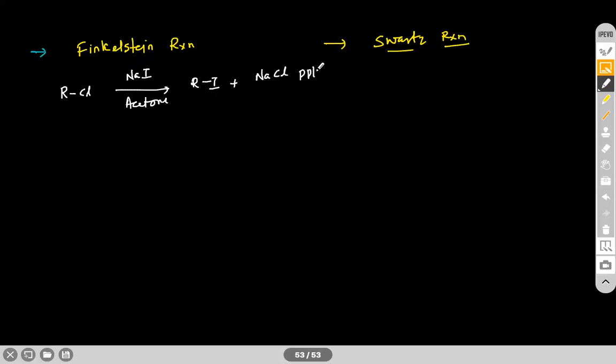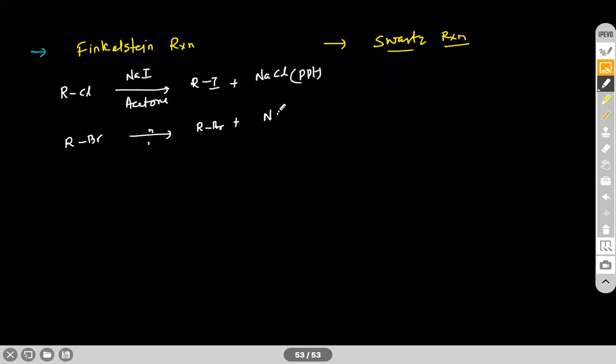Precipitate of this. Even this reaction is also true with bromine. Same reagent, we will get RI plus NaBr, I'm sorry. All these, NaCl and NaBr, form a precipitate because their solubility is very low in acetone, right? So it forms a precipitate and we can take this out easily. Okay.